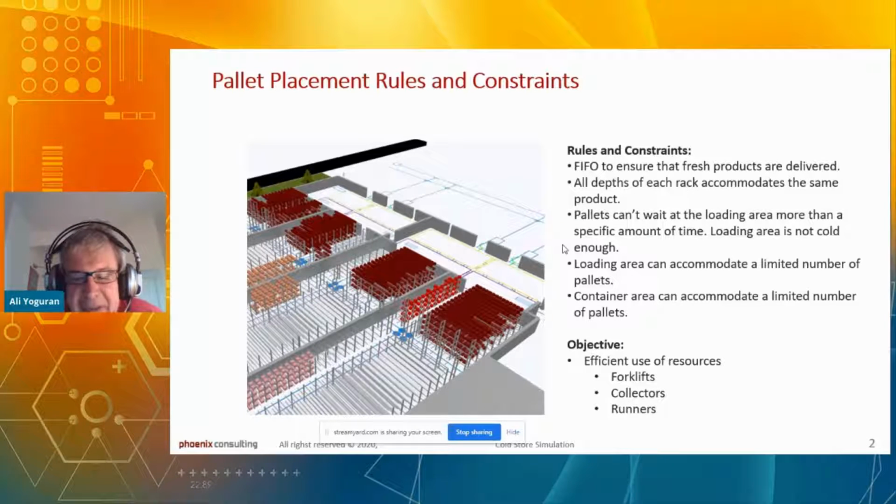It's not a magic problem. It's not, I would say, artificial intelligence or machine learning or whatever. But it's a simple problem to come up with the optimum number of forklifts, collectors, and runners while meeting all these constraints.